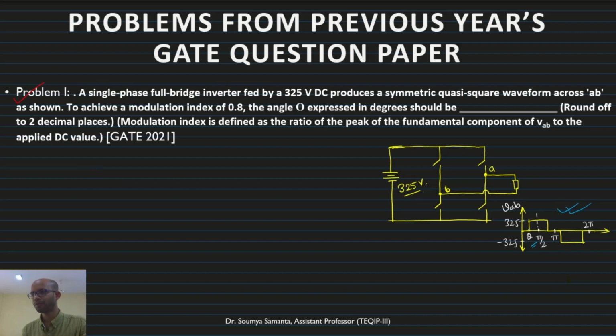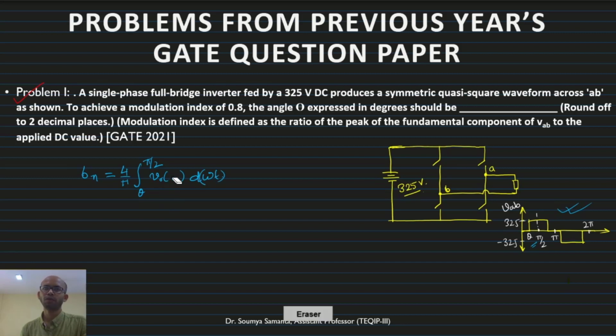From theta to pi by 2, if I do it, then it will be sufficient, because it is a quarter wave symmetry as far as I can see. So what will be the Bn? Bn will be 4 by pi, integration from theta to pi by 2 of VO d omega t. So what is VO? This is the expression.